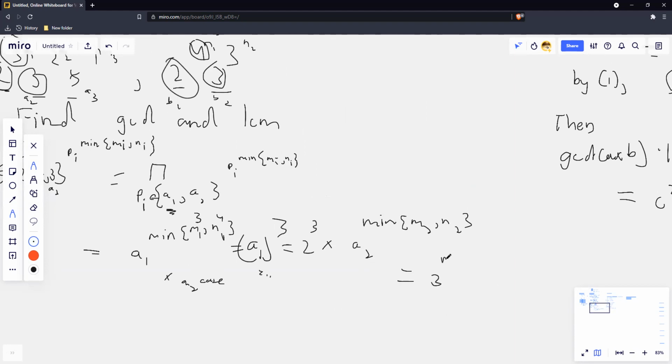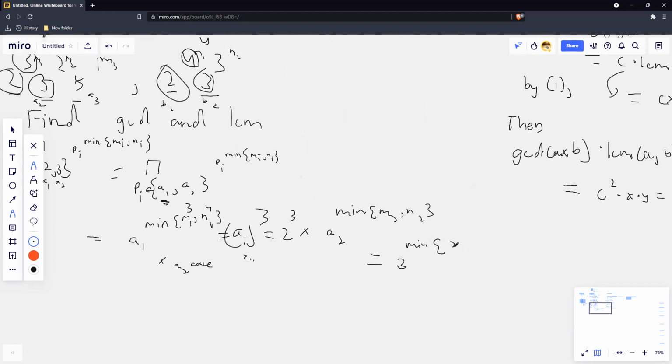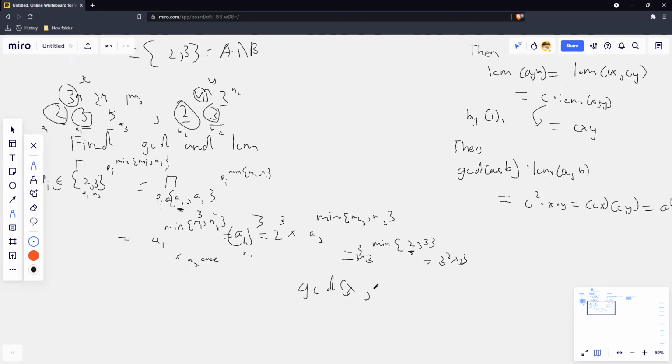3 to the power of the minimum of M sub 2 and N sub 2. M sub 2 is 2, and then N sub 2 is 3. And then the minimum is 2, right? So 3 squared. Therefore, we did A sub 1 and A sub 2, so we have 2 cubed times 3 squared. So the GCD of, we let these numbers be x and y, right? The GCD of these is equal to 2 cubed times 3 squared.